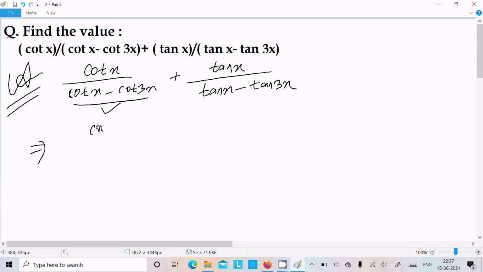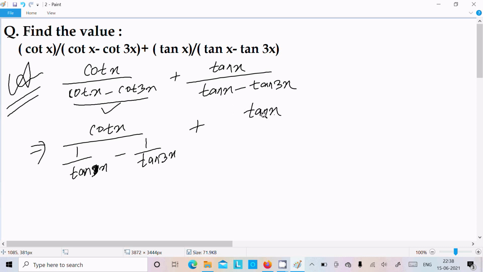So let's write here cot x, and this we can write cot, that is 1 by tan, and cot 3x we can write 1 by tan 3x. Next is tan x, and here tan x minus tan 3x.